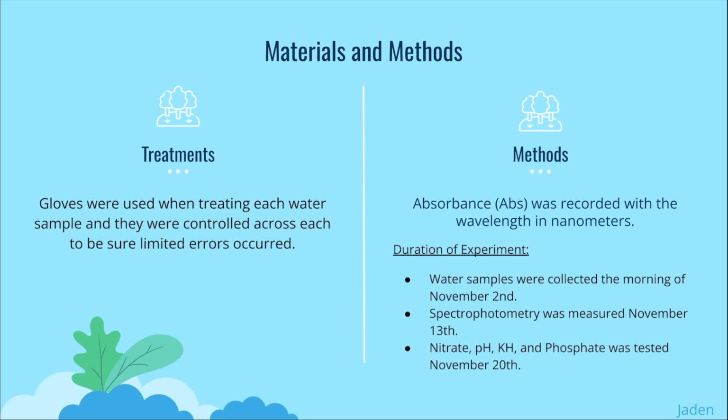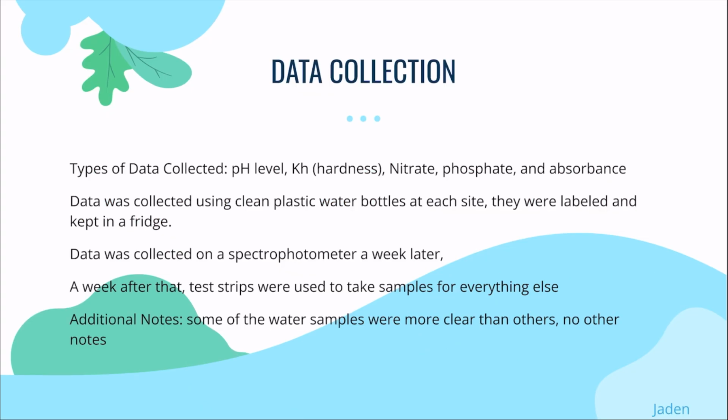We ended up collecting water samples on November 2nd at each of the 5 spots. And then spectrophotometry was used on November 13th to measure absorbance of the samples. And then we ended up getting the test kits later on. And so November 20th was when we tested nitrate, pH, the hardness, and phosphate. So for data collection, we collected the pH level, the hardness, nitrate, phosphate, and absorbance levels.